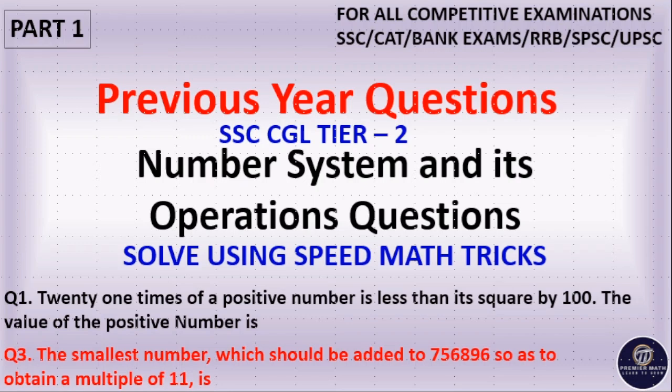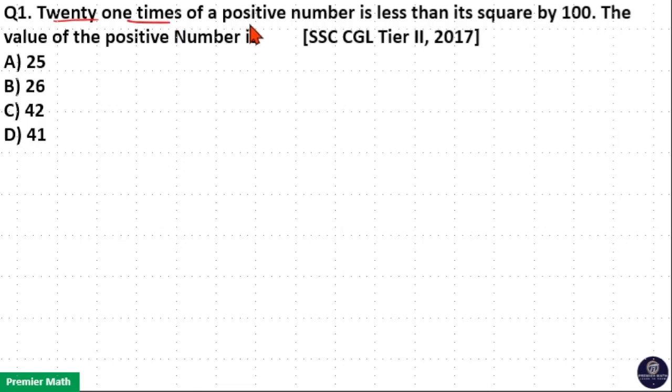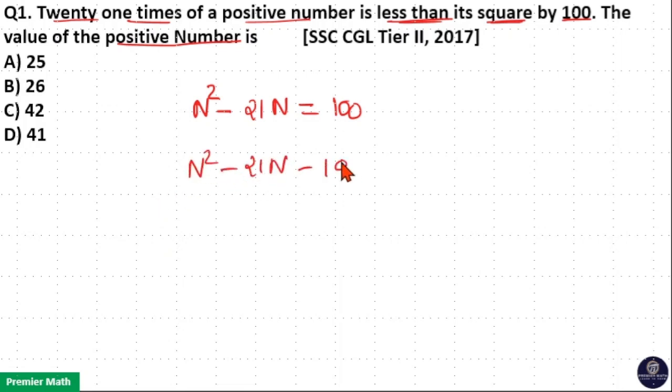Our first question is: 21 times a positive number is less than its square by 100. The value of the positive number is? Let us consider n as the positive number. Then 21 times this positive number is less than its square by 100. That means n square minus 21n is equal to 100, which means n square minus 21n minus 100 is equal to 0. So here this is minus 21 and this is minus 100.